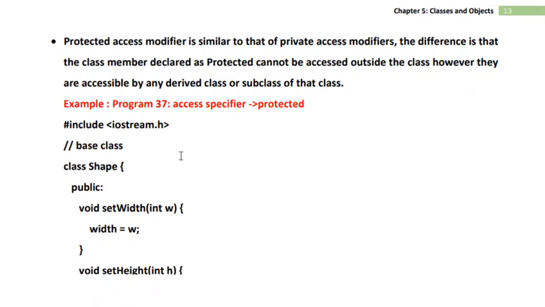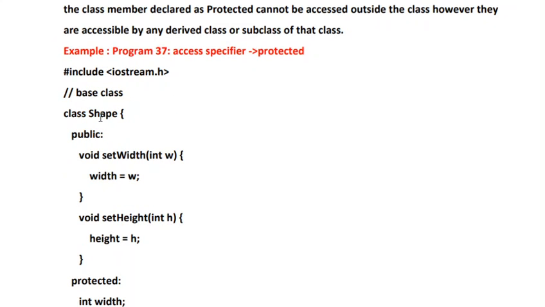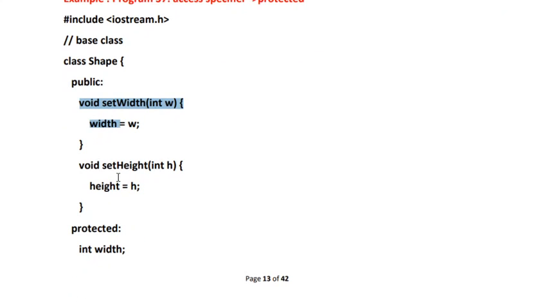So what I've done is I've taken a very simple example. Here we have a class that is called Shape. In the class Shape, I have public members. Here I have a function set width, where width is assigned the integer value that you provided. And I have set height. In the set height function, I'm passing an integer value, and height is assigned the integer value that has been provided.